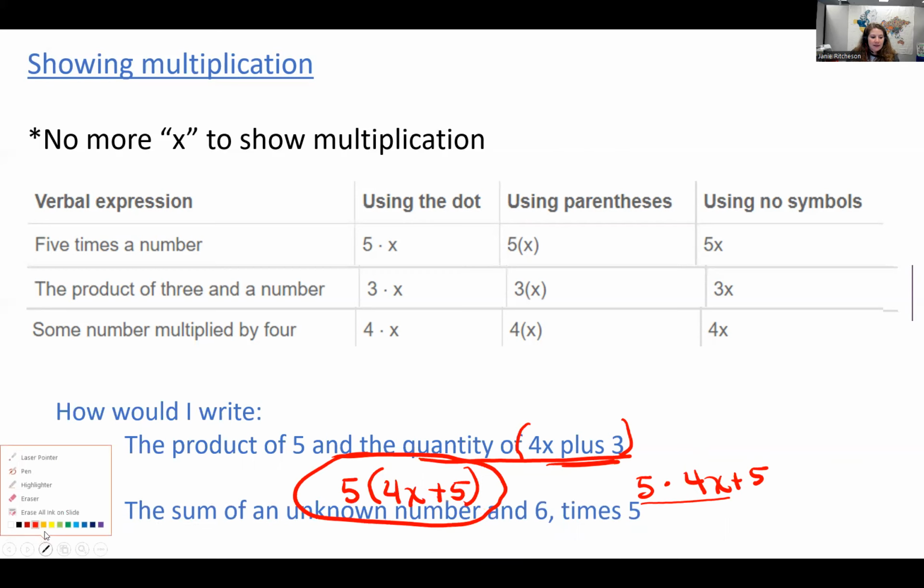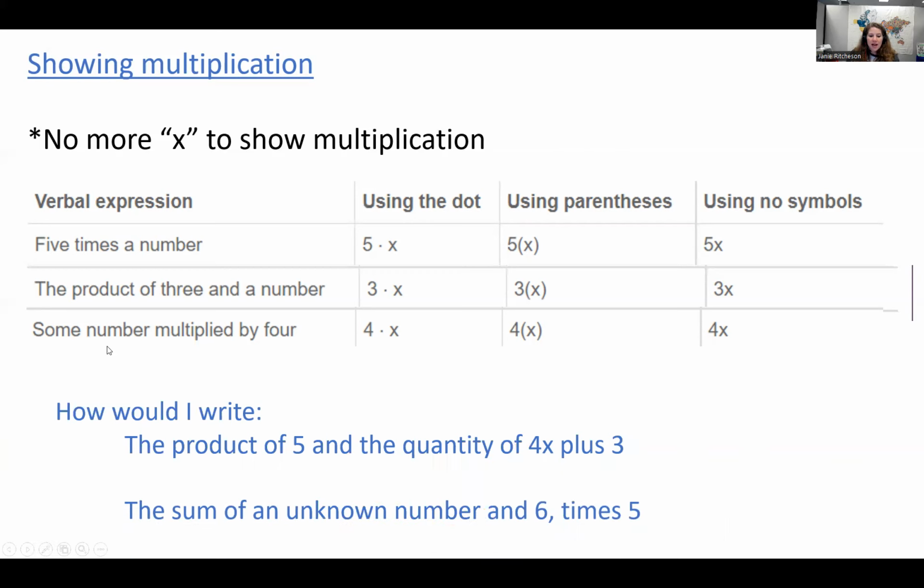All right, let me get rid of that. The sum of an unknown number and 6, comma, times 5. That means everything in front of the comma stays together, and whatever's after the comma you do to the whole thing. So the sum of an unknown number: sum is addition, an unknown number is a variable, x plus 6, all of that, comma, times 5. Once again, you must use parentheses to show that this whole quantity is being multiplied by 5.